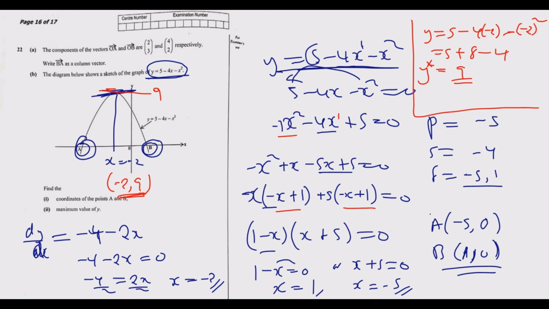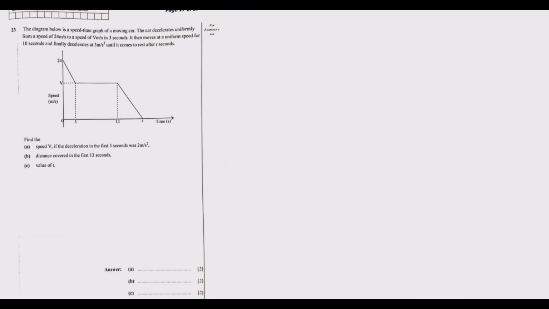Let us move to question number 23. The question reads: the diagram below is a speed-time graph of a moving car. The car accelerates uniformly from a speed of 24 meters per second to a speed of v meters per second in 3 seconds. It then moves at a uniform speed for 10 seconds and finally decelerates.